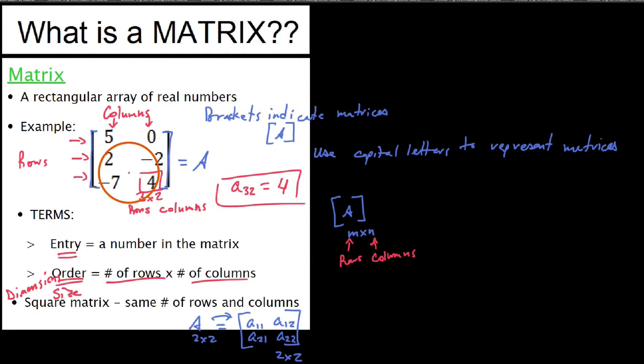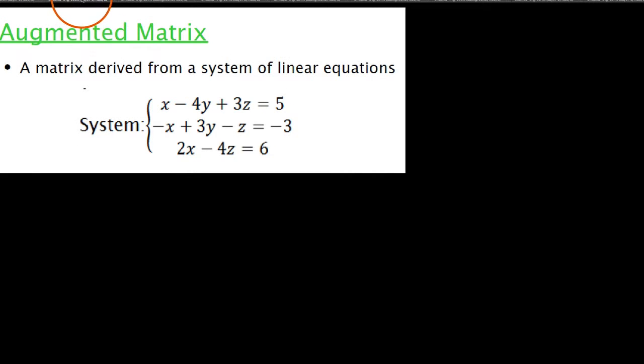Okay, so all matrices are these rectangular arrays of numbers that we represent with capital letters, and we use brackets around them, and it's just an ordered collection of numbers in rows and columns. Square matrices are those that have the same number of rows as columns. So let's talk about why we use matrices, and then we'll peace out of this video.